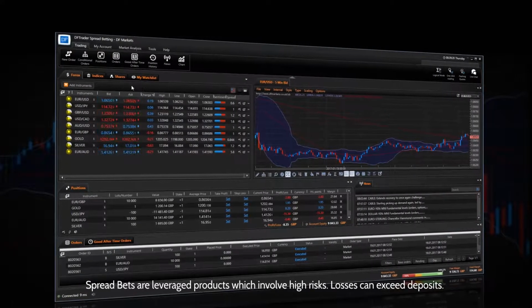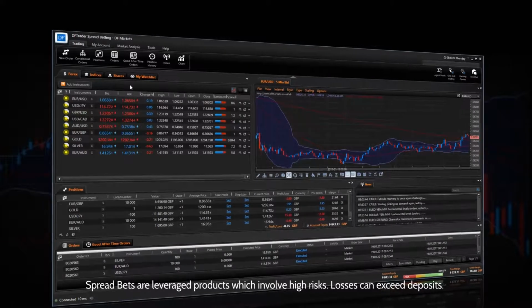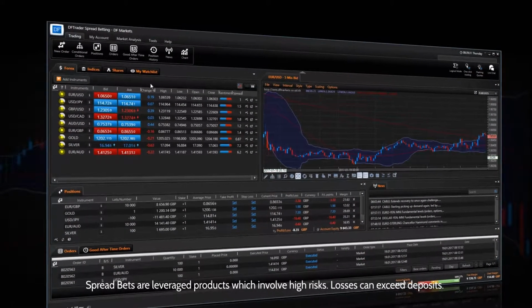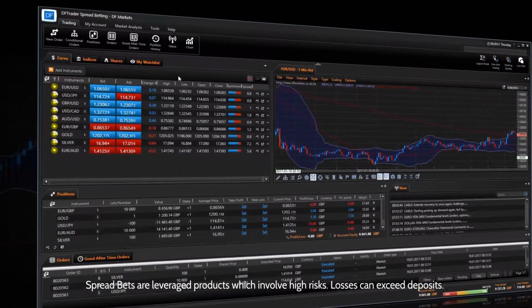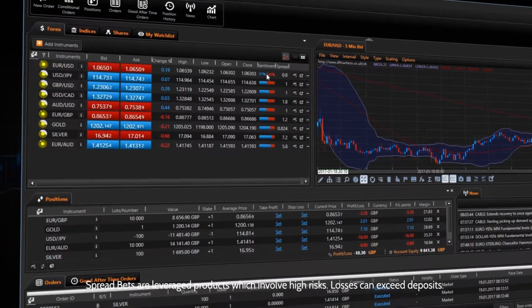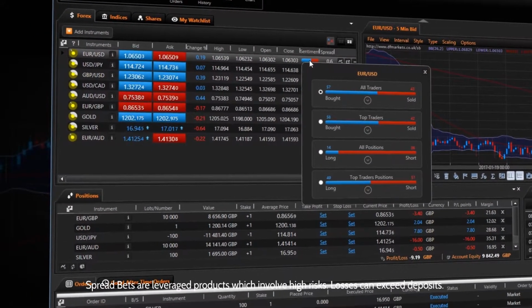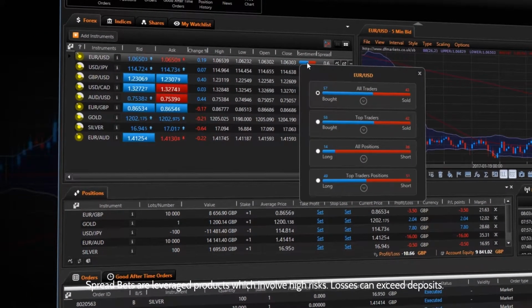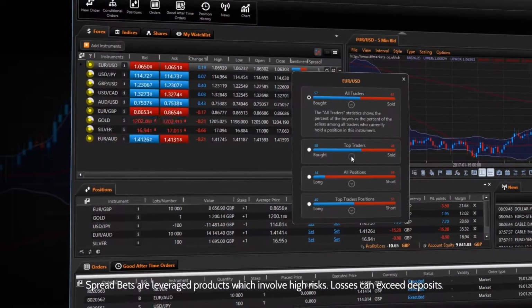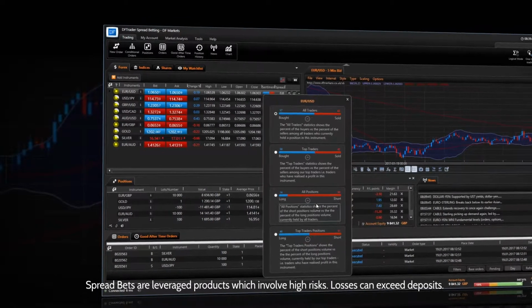The Sentiments feature allows you to see how other clients are trading that market and what their preferences are at any given time. Click on the ribbon at the bottom of each price window and it will expand into a drop-down to give you the percentage of buyers and sellers arranged into different categories: all traders, top traders, all positions, and top traders' positions.